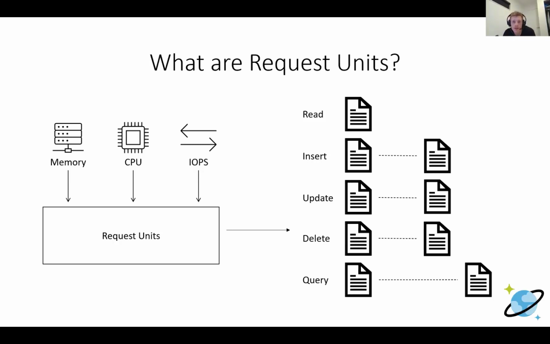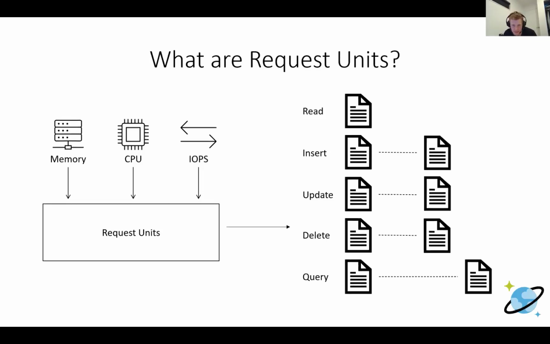Now, when we provision throughput on Cosmos DB accounts, we provision this in increments of 100 request units, and we can increase or decrease the provisioned throughput at any time. Depending on the types of operations that we're actually performing on our containers and databases, the amount of request units that we consume will vary, depending on a variety of different factors.